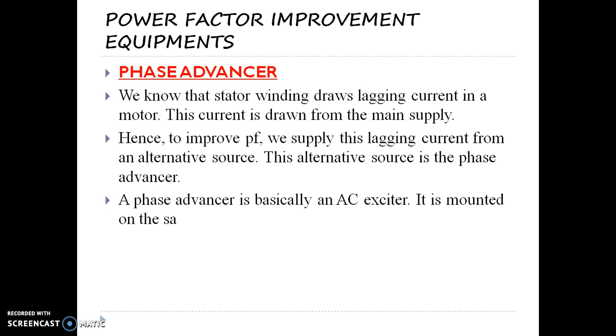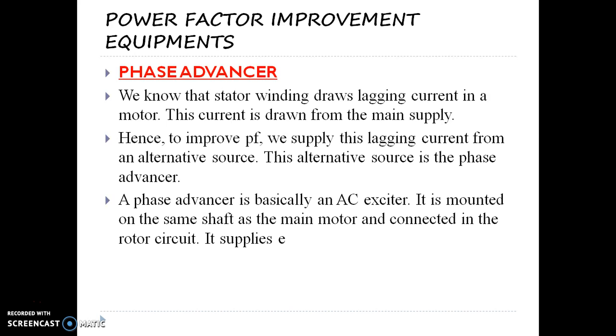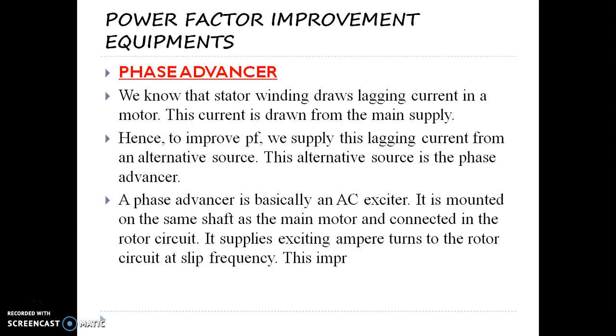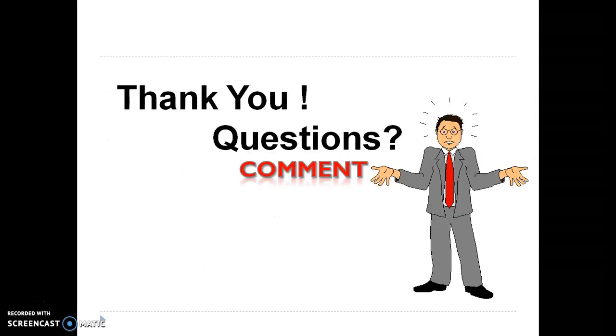So this phase advancer is basically an AC exciter. It is mounted on the same shaft of the main motor and is connected to the rotor. It supplies the lagging current drawn by the stator winding. So the power factor of the system is increased. From this you can clearly understand how these three methods are used to improve the power factor of the system.